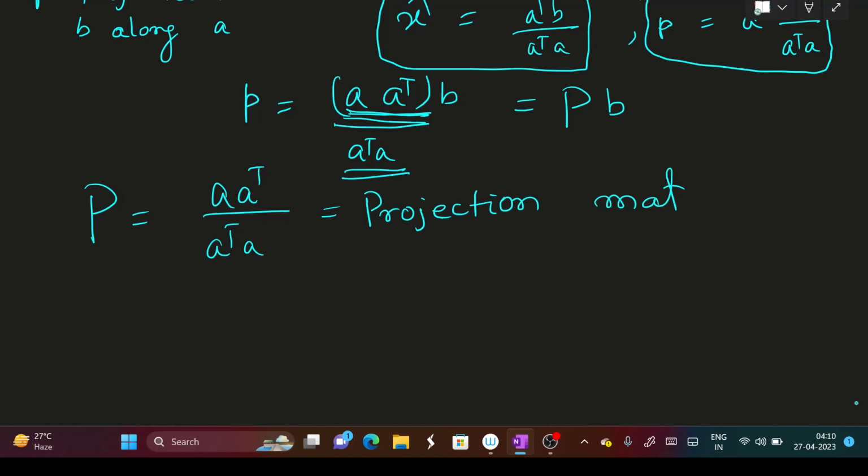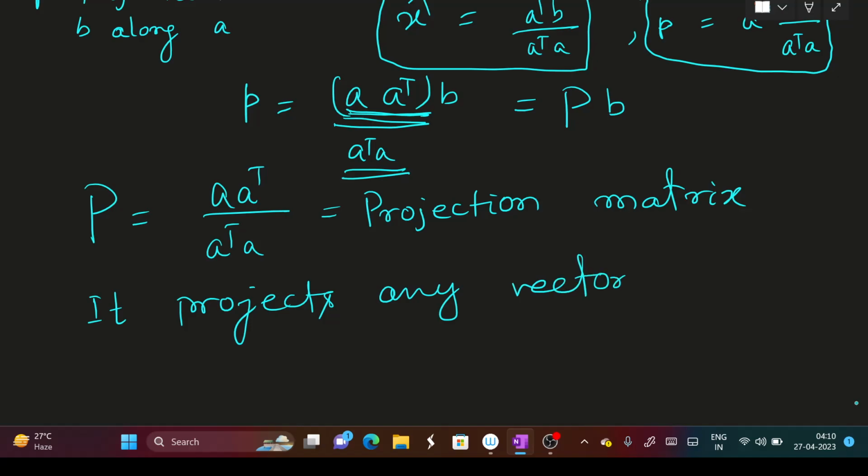What is its role? Its role is to project any vector B along A to get P is equal to PB.